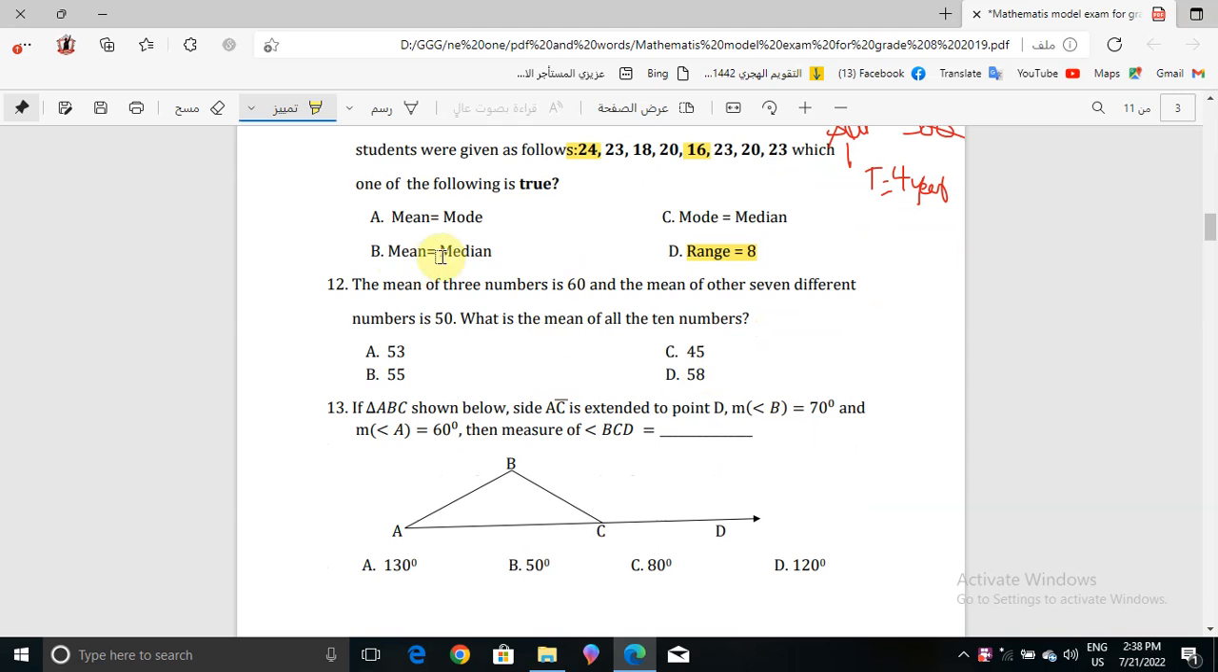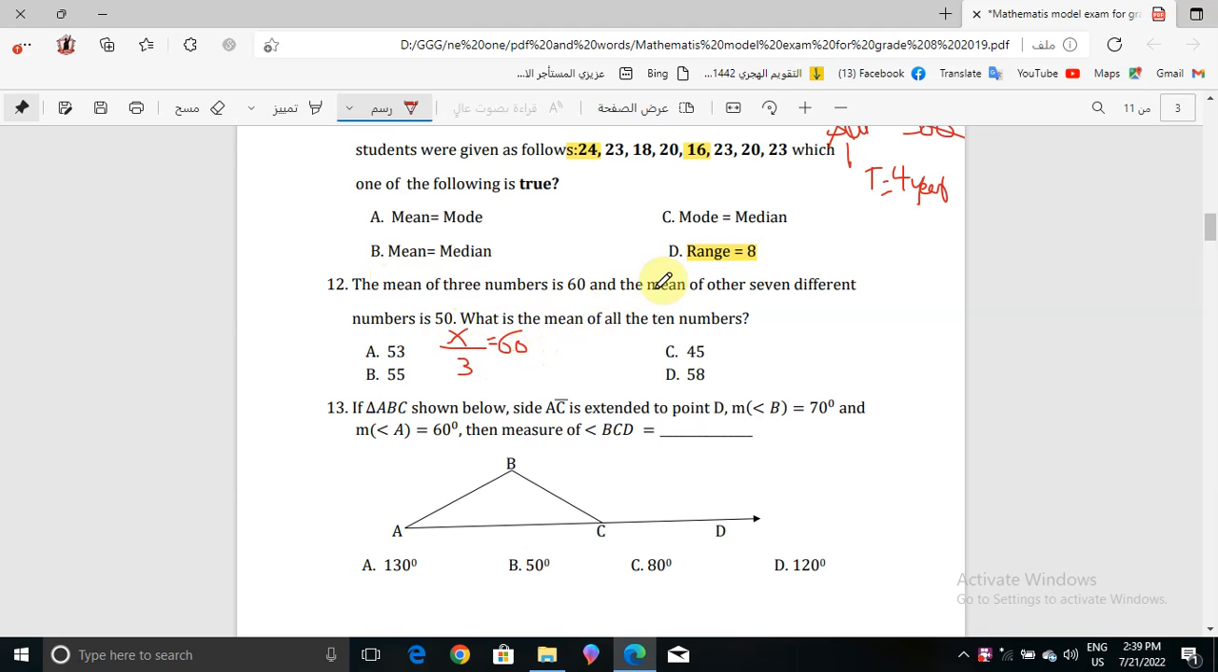Now question number 12. What we have here: the mean of 3 numbers is 60 and the mean of other 7 different numbers is 50. What is the mean of all the 10 numbers? We solved this kind of question before. So now let's solve it together again. Here x over 3. Why? Because it says the mean of 3 numbers is 60. So x over 3 is equal to 60.